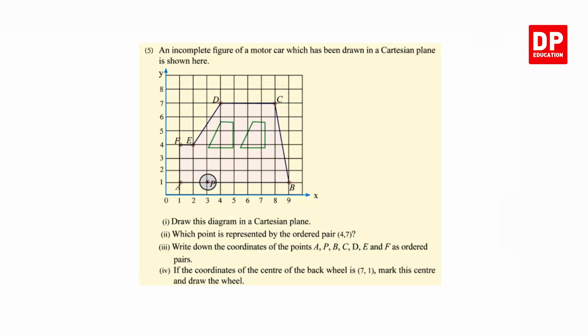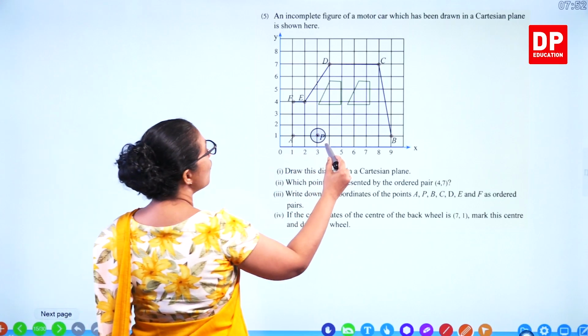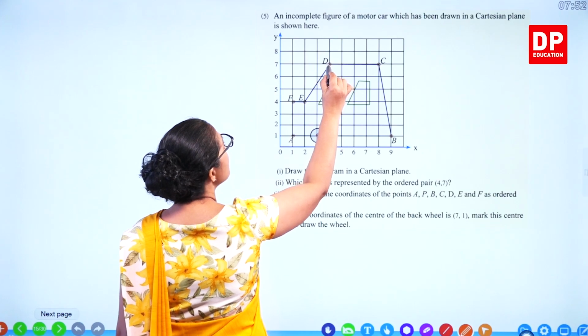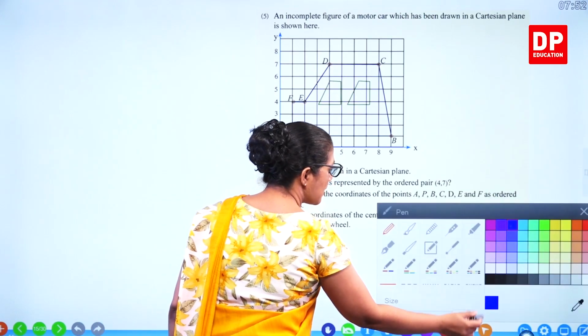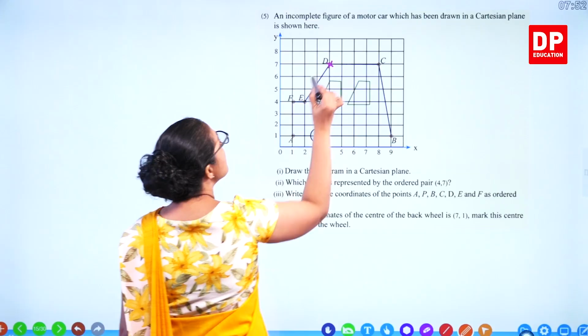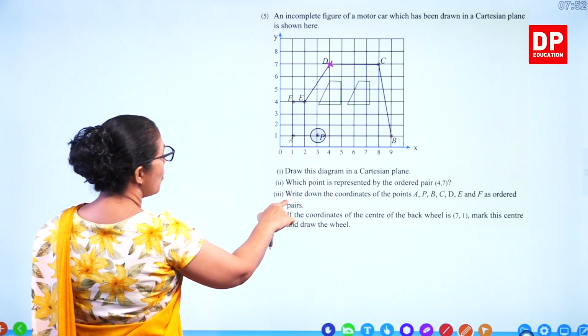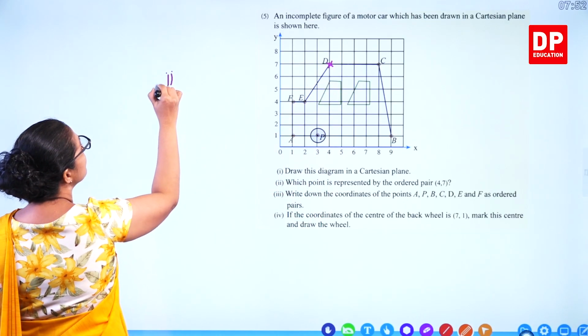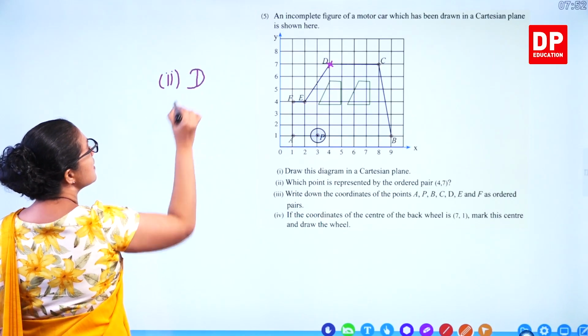Look at this diagram. An incomplete figure of a motor car which has been drawn in a Cartesian plane is shown here. Draw the diagram in a Cartesian plane. So you can draw it. Which point is represented by the ordered pair 4, 7? 4, 7. So what's this point? So this point is D. So second part, that's point D.